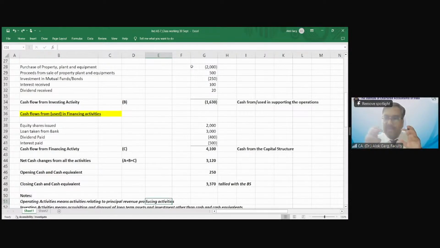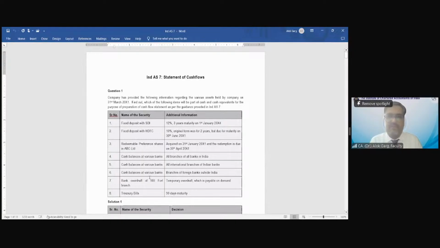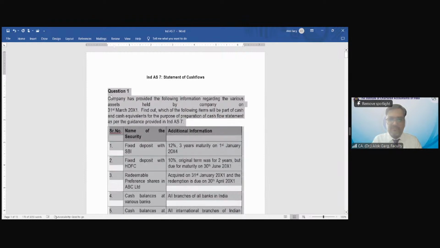Now I'm getting into the question. With the help of the question, I will clear more and more concepts. Okay. So friends, please confirm if my Word file is visible, which is circulated to you guys for statement of cash flow. Please confirm if it is visible. Question number 1. Visible. Okay.